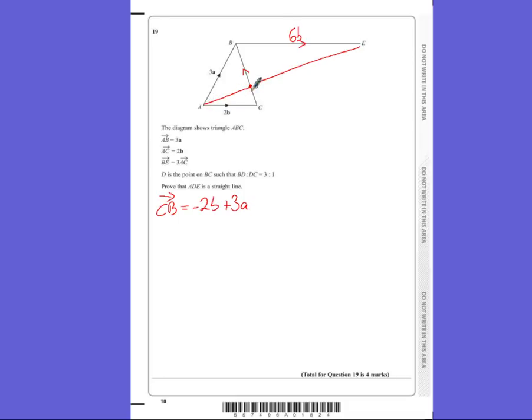So I can now work out AD. So AD, I'm going to start at A, I'm going to go along here, which is 2b's, and I'm going to go up here, which is going to be 1/4, so that this is in quarters.